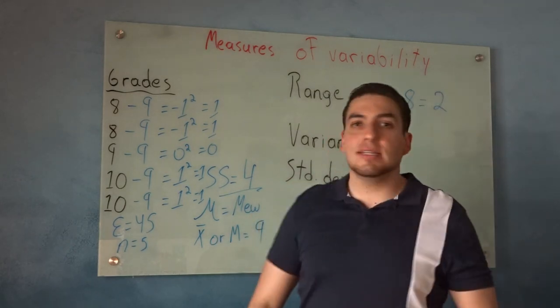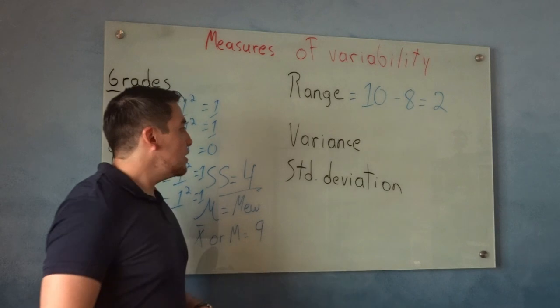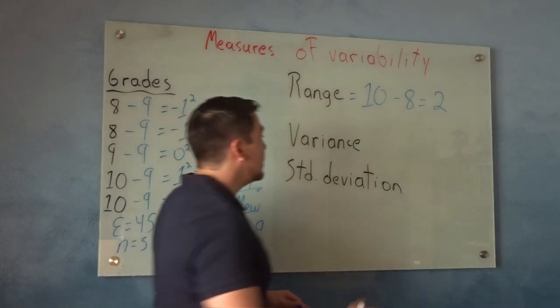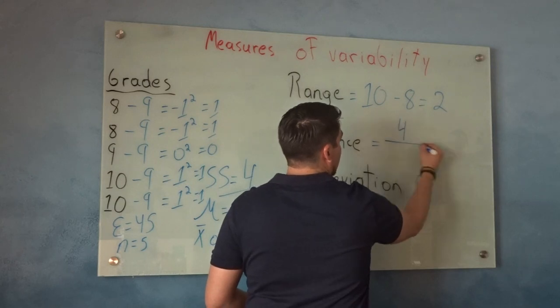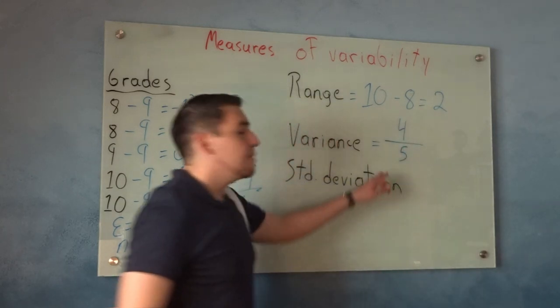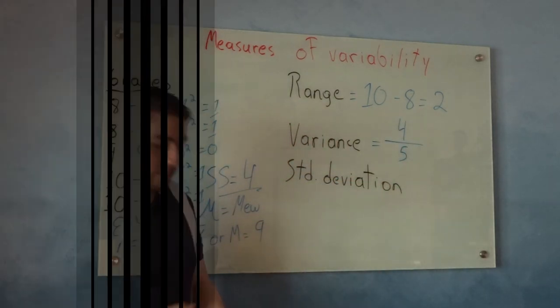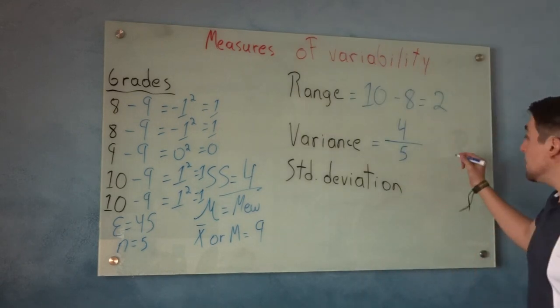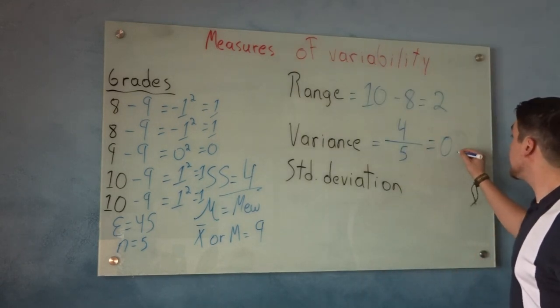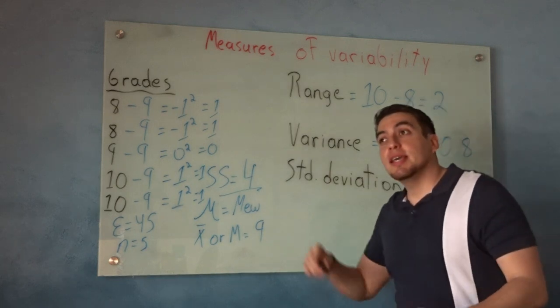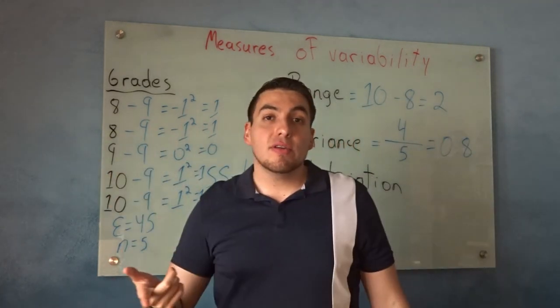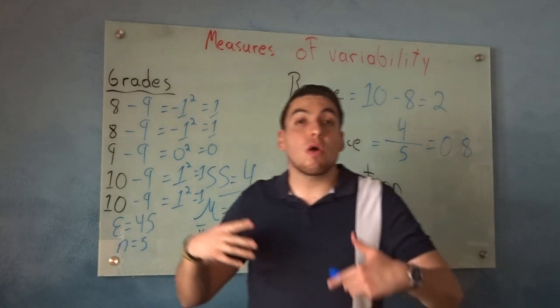So this is going to give us the variance. What we're going to do here is plug in the sum of squares and divide it by the number of scores. Once we do that, the variance is 0.8. The variance, however, is considered too broad.